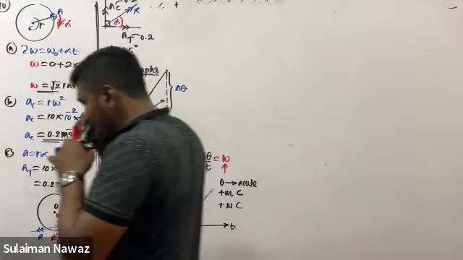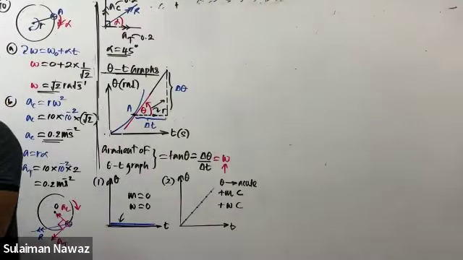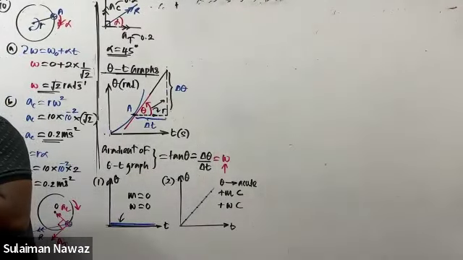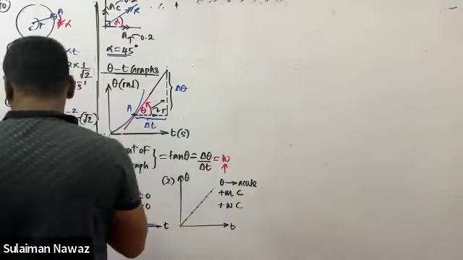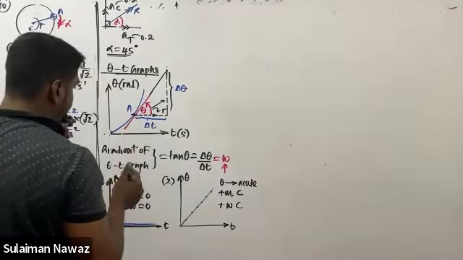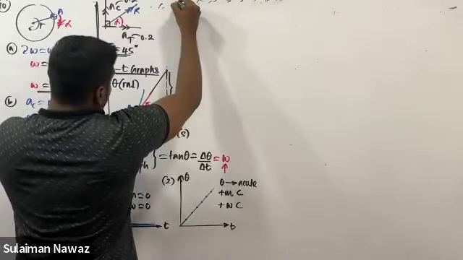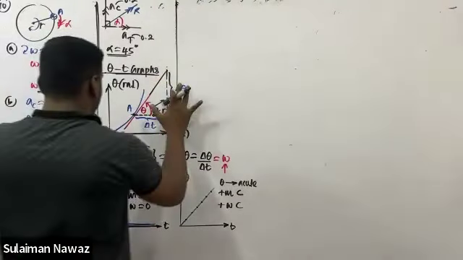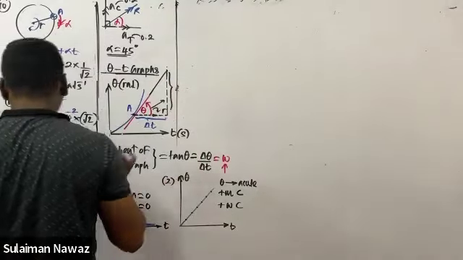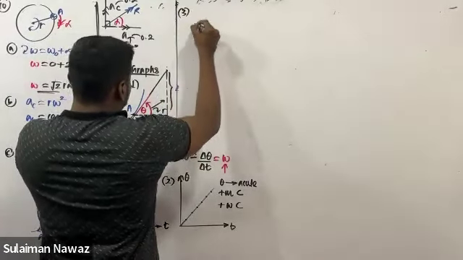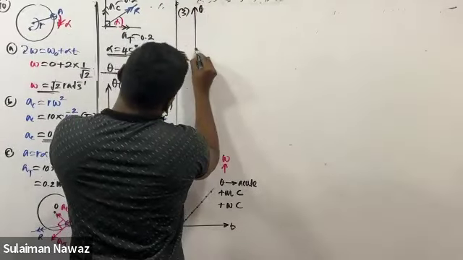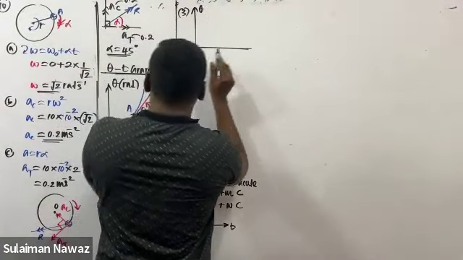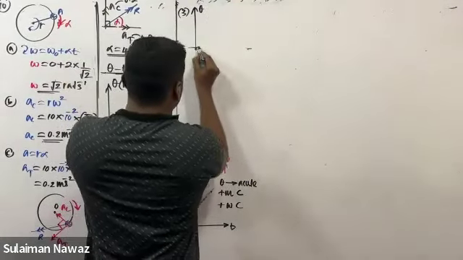Graph number two is done. So we'll do graph number three, and we'll talk about the angular displacement-time graph. Graph number three, theta. Please refer to the motion graphs story also.